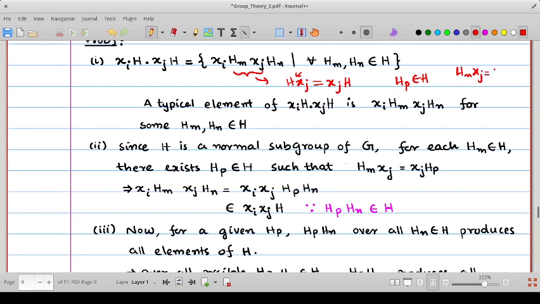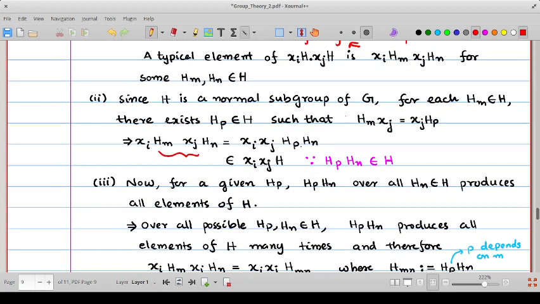So Xj times Hp, because this element should be an element of the left coset of the subgroup H with the element Xj as well. So there should exist an element Hp such that this element is equal to Xj times Hp. So then we can write Xi Hm times Xj Hn is equal to, replacing Hm Xj by Xj Hp, we will have Xi, then Xj Hp Hn.